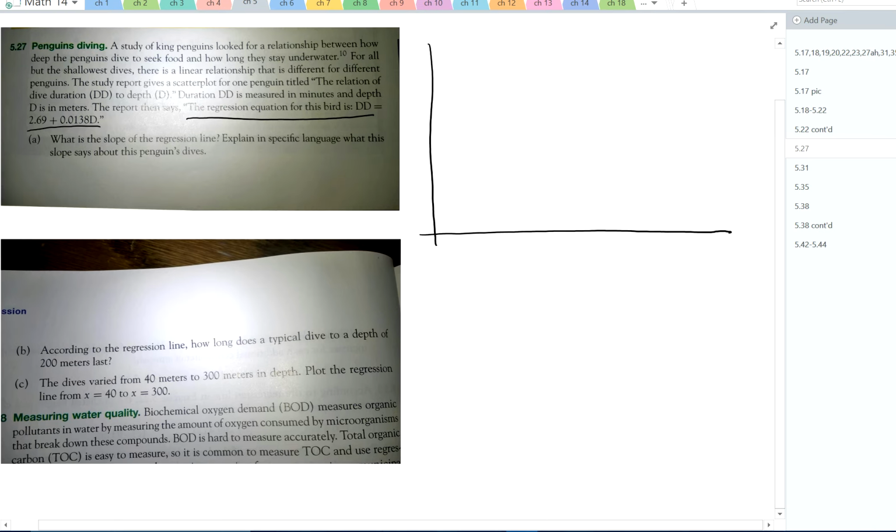Okay. Try to understand what the problem is saying rather than just say, I just need an answer, because that's not what this is about. It's about trying to understand the bigger picture of what's going on. So for this particular penguin, we've got my equation, the dive duration, and I'm going to write it down here. D, dive duration, is 2.69 plus 0.0138 d, where d is the depth.